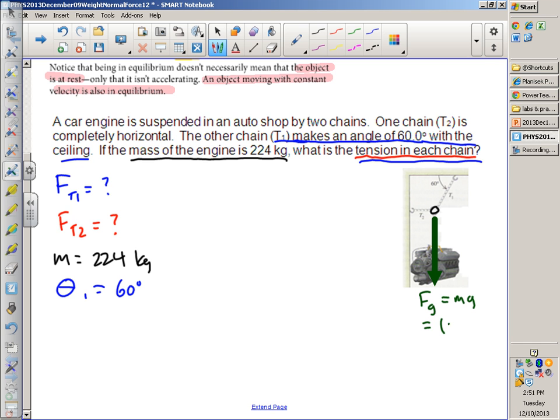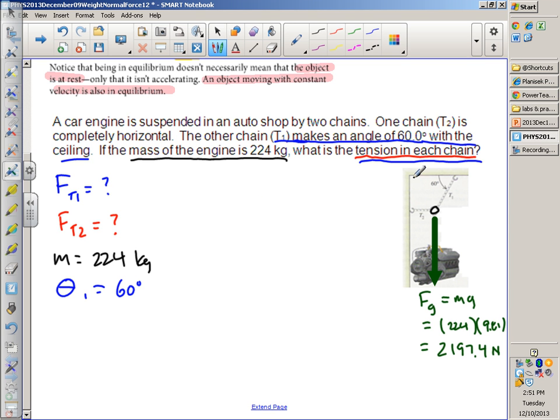It told us that the object was 224 kilograms. We know that g is 9.81. So therefore that force of gravity, we can calculate what that is. Borgo, you got it for us? 2,197.4, right? Okay. We'll go with all that, even though it's too many sig digs, but we'll go with it. Okay. All right. So we got that force acting straight downward.